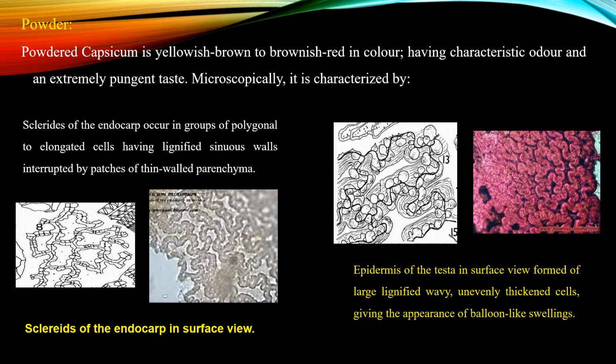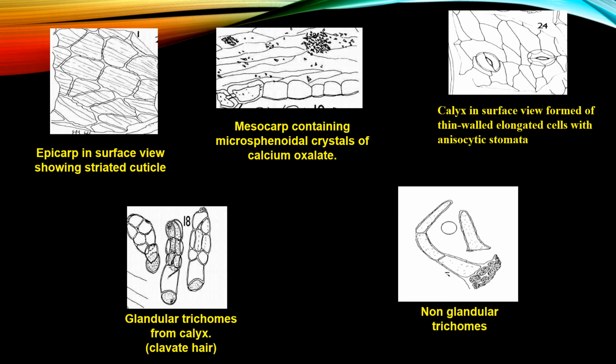The powder also shows fragments of the seed coat, the epidermis of the seed in surface view, formed of large lignified wavy unevenly thickened cells giving the appearance of balloon-like swellings. Epicarp cells in surface view are covered with striated cuticle, with large cells. The mesocarp contains microsphenoidal or microprismatic crystals of calcium oxalate, and some cells containing oil globules.